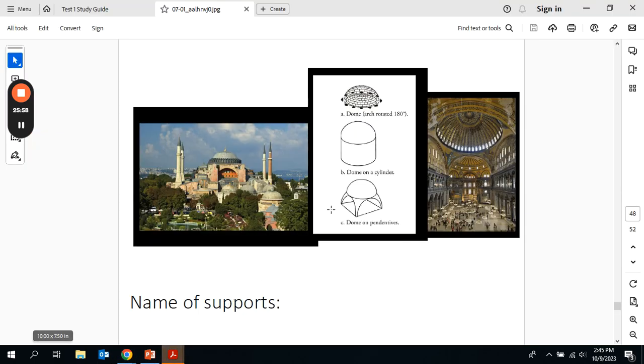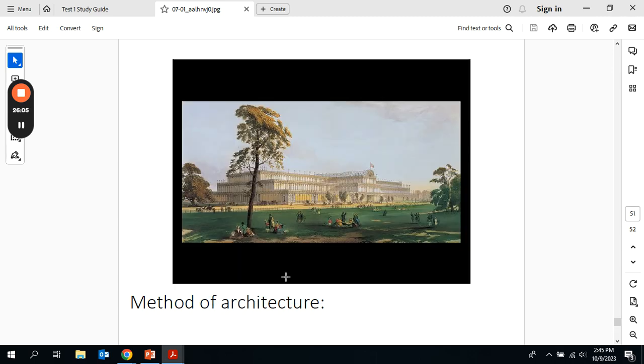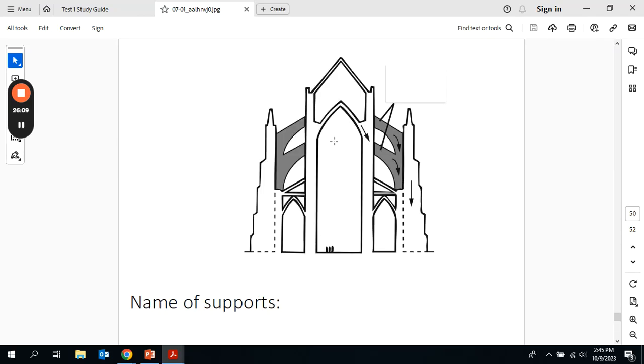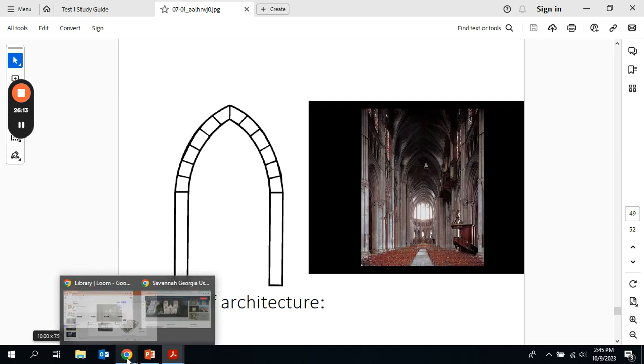It's just a matter of looking at the name of, or looking at a picture of the building and telling me what method of architecture was used there. Cast iron, international style. These are flying buttresses, etc. You can probably figure it out.